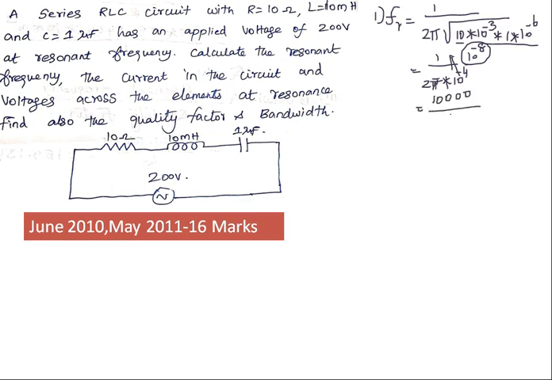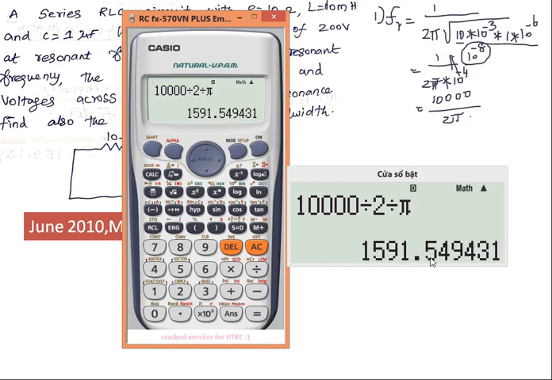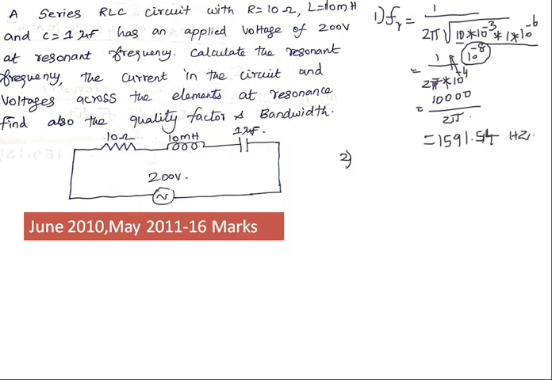10,000 divided by 2 pi is equal to 1591.54 hertz. So the resonant frequency FR is equal to 1591.54 hertz. Let us move into the next part of the question.